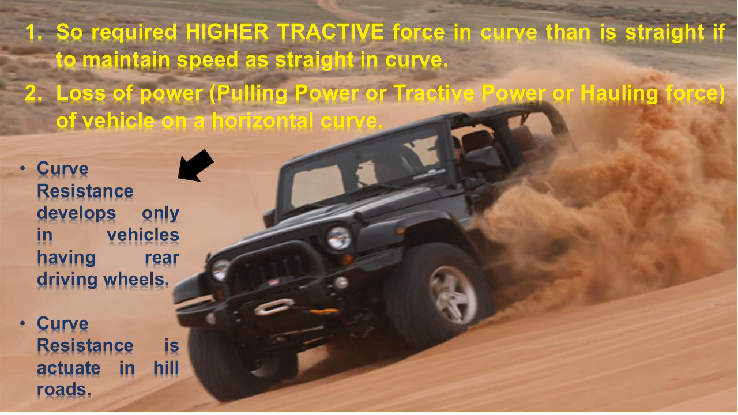Thus, while a vehicle driven by rear wheels turns along a horizontal curve, there is increased resistance, and if the same speed as on a straight road is to be maintained, a higher tractive effort is needed. But in vehicles with front driving wheels, this problem does not exist.